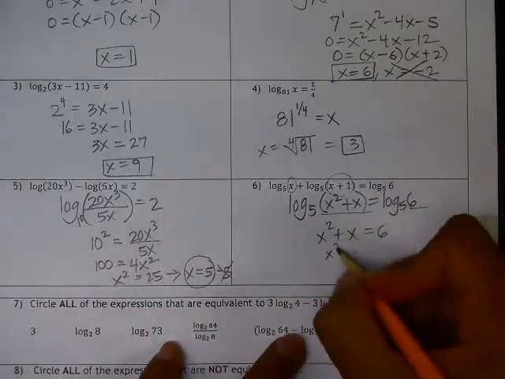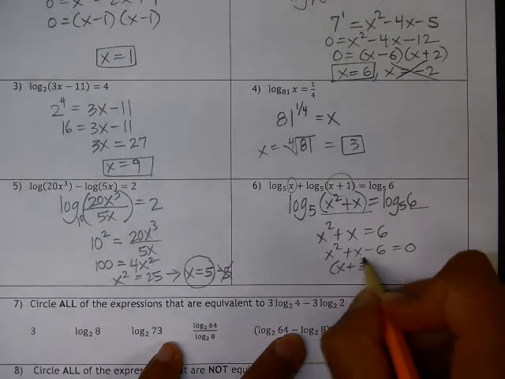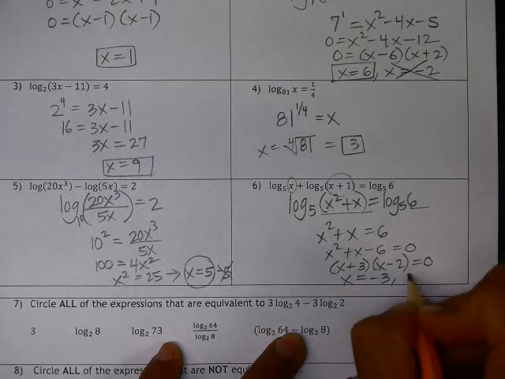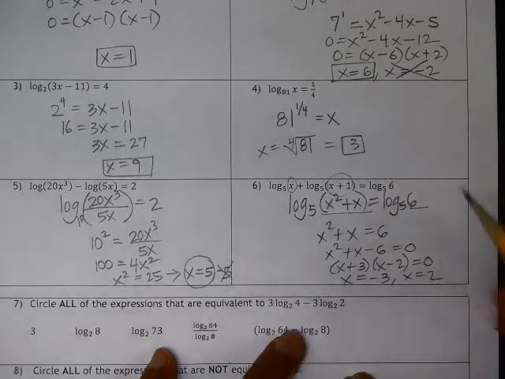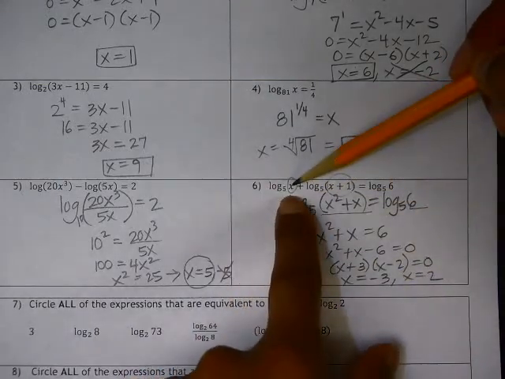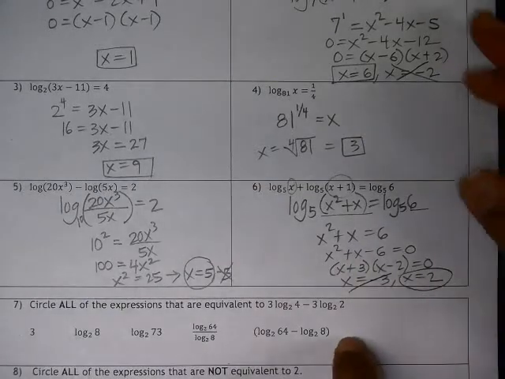So solving this quadratic, I'm going to set it equal to 0 and factor. So here we get x equals negative 3 or positive 2. Looking back at the original equation, negative 3 creates an extraneous solution because you can't have a negative argument. So x equals 2 is the only valid solution.